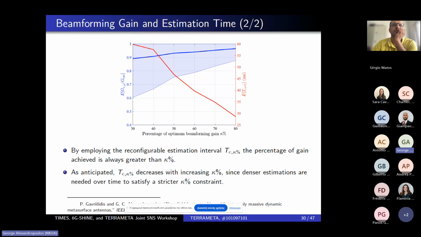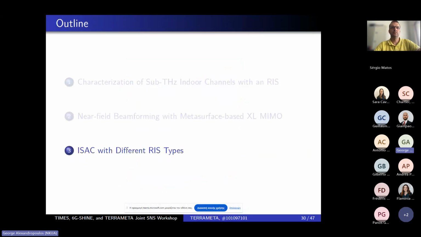And as expected, this coherence time interval decreases as someone increases the K, which means more demanding outcome, more demanding beamforming performance. Why is this happening? Because denser estimations are needed over time to satisfy this stricter constraint.